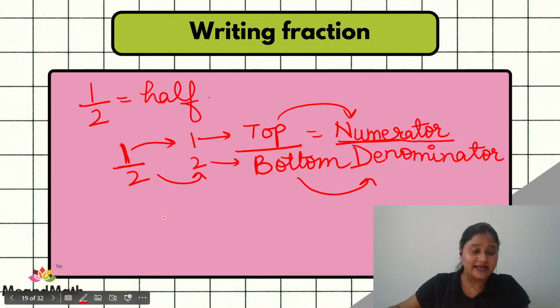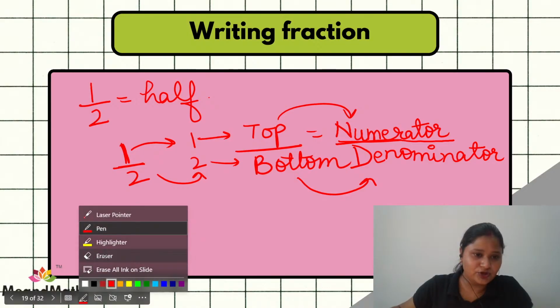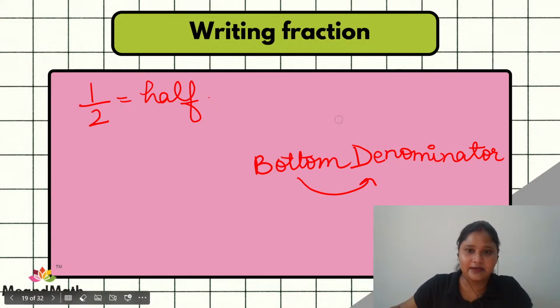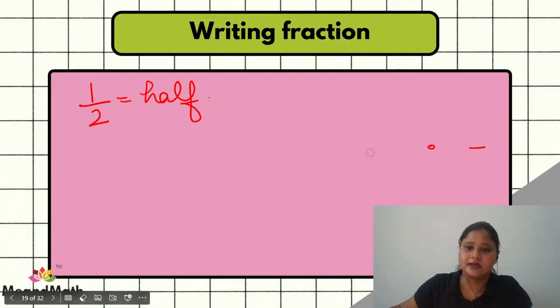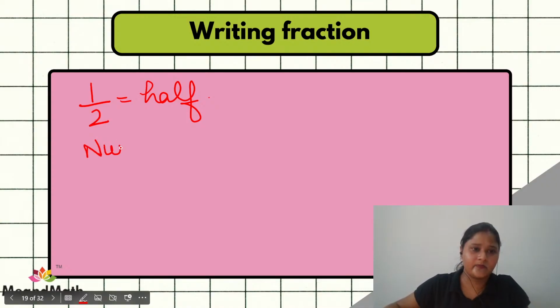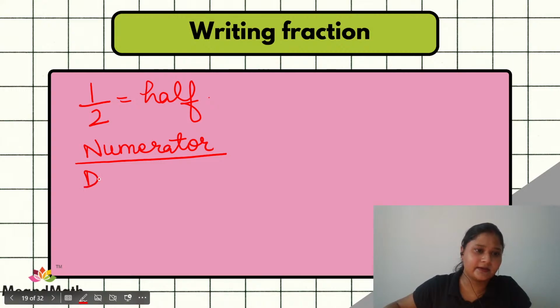Denominator. Denominator. Now, what do the numerator and denominator tell? ये जो numerator और denominator होते हैं, I'll write it neatly so that you can understand in a better way. Okay. So, the top one is known as numerator and the bottom one is known as denominator, isn't it?